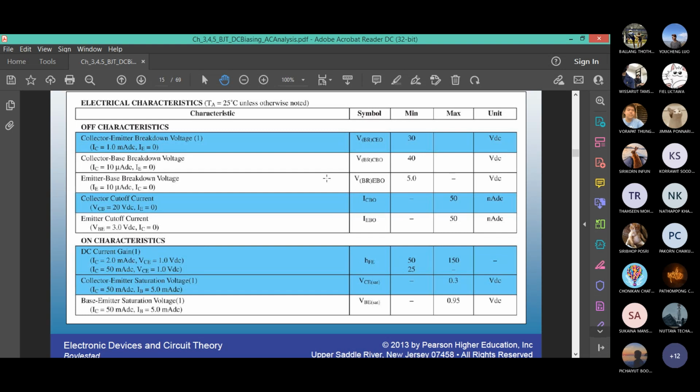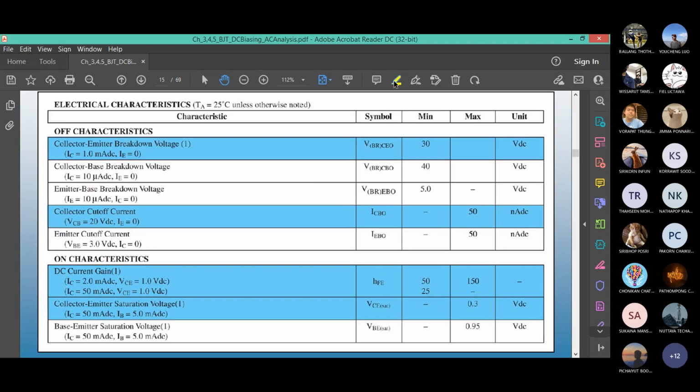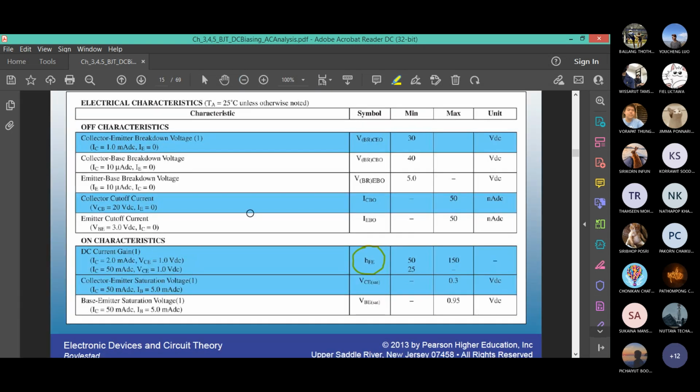On characteristics, when the transistor is on. Some spec sheets, they write beta. Some spec sheets, they write this thing, H sub FE. The one that I will circle now. H sub FE is also written instead of beta, but this is actually same as beta. You can see it is between 50 to 150 without a unit. Beta is a parameter that is sensitive to temperature changes. When temperature is changing, beta also varies a lot.